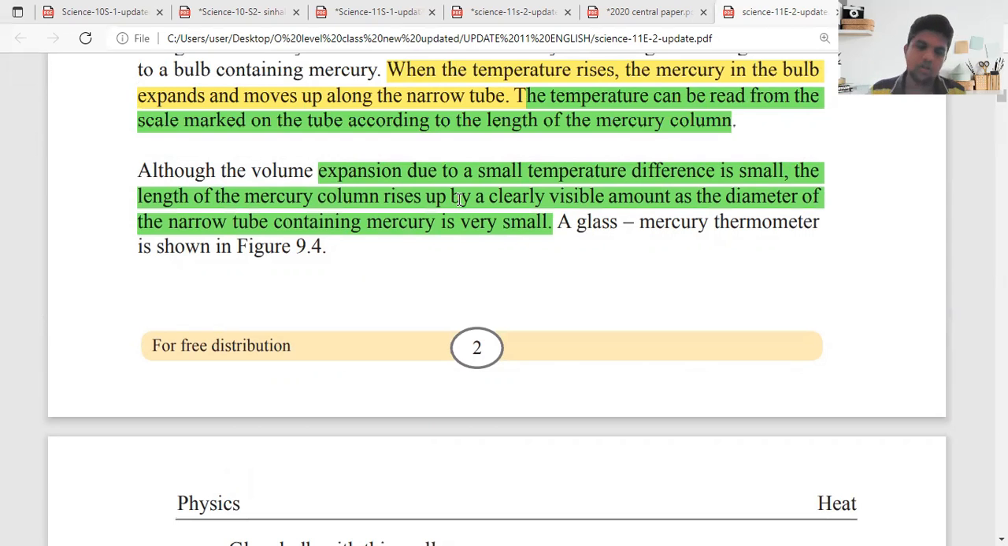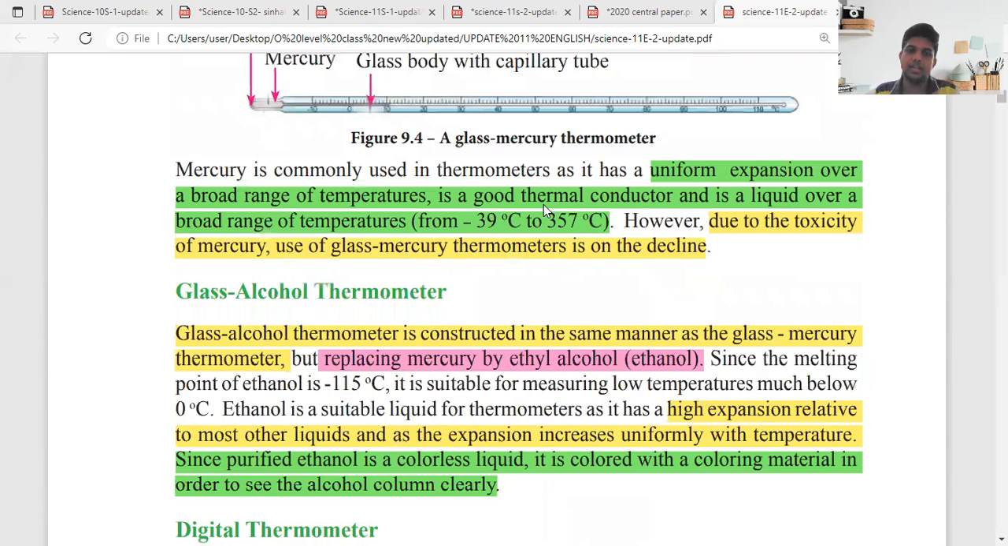With alcohol, a small temperature difference gives a large change in reading, so we can have a clear indication and clear reading because of that.